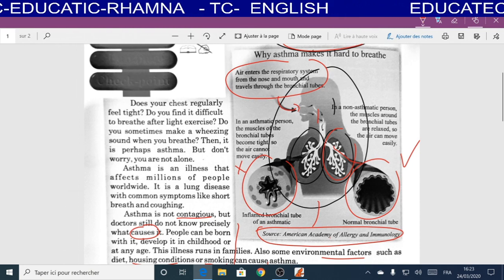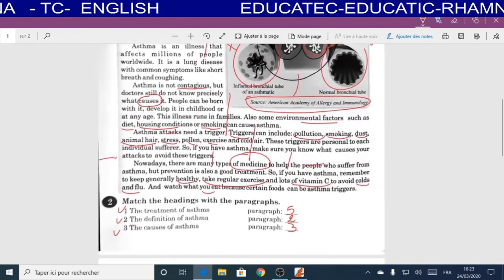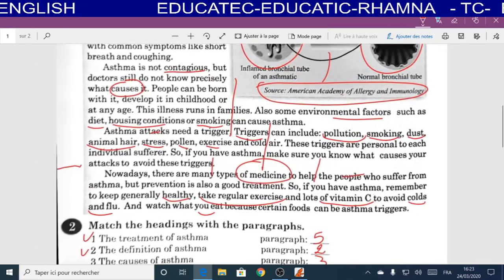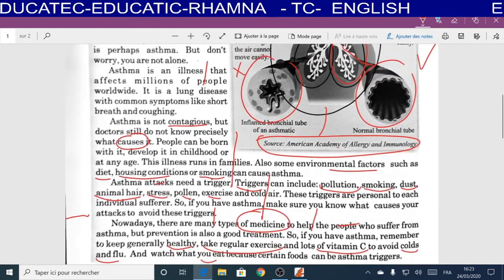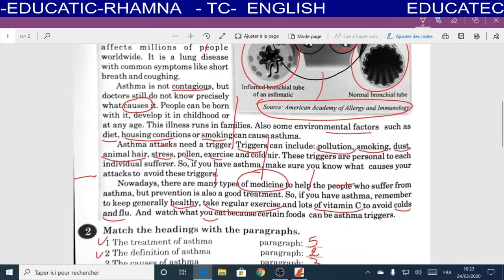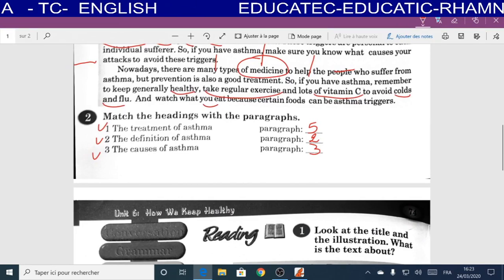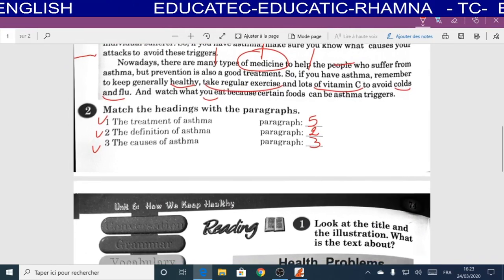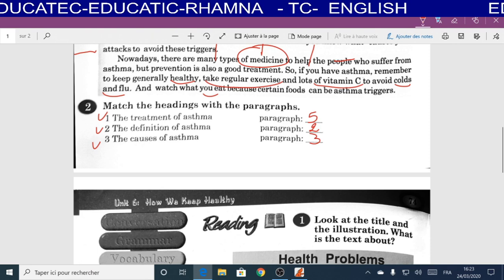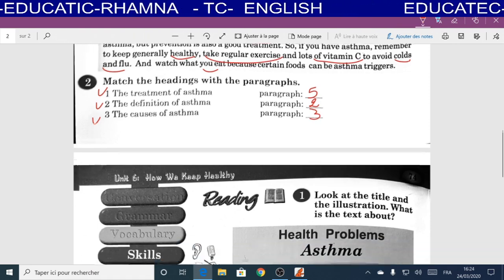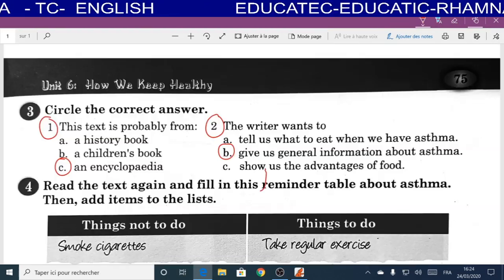And here we have seen the text. The text is about asthma, as we said, and it has 5 paragraphs. In the first paragraph, we have the introduction, and in the second paragraph, we have the definition, and in the third paragraph, we're talking about the causes, and the fifth paragraph, we're talking about the medicines that can be taken. So the treatment of asthma is paragraph 5, and the definition of asthma is paragraph 2, and the causes of asthma is paragraph 3.